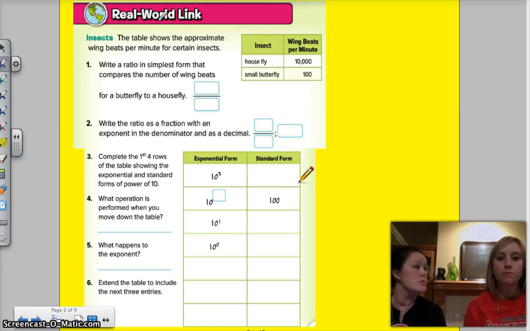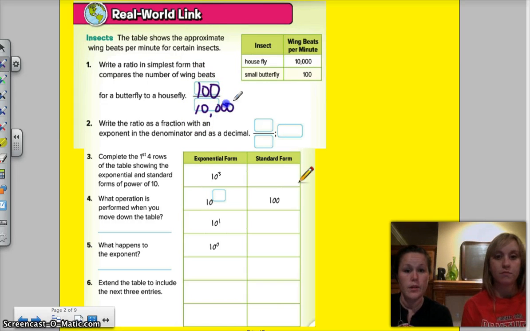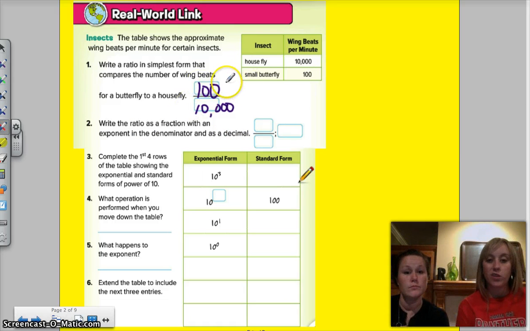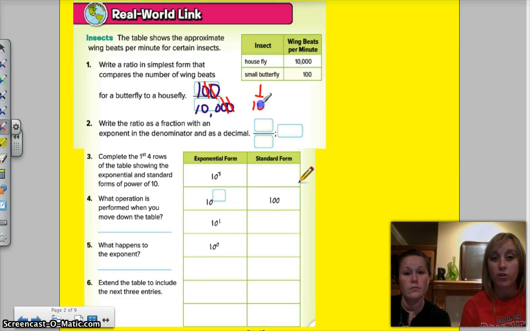All right, so since butterfly comes first, I know that goes on top. So I'm going to have 100 here, and housefly on bottom, 10,000. All right, but it did say simplest form. So in this one, when the zeros line up, you just cancel them out. Bonk, bonk. Two on top, two on the bottom. So I'm left with 1 over 100. All right, that was easy. For those of you who hate simplifying, you know who you are.